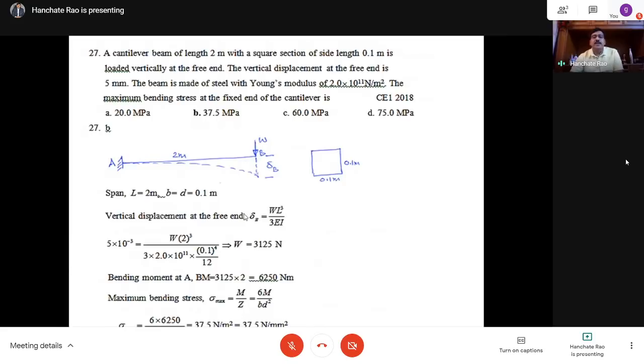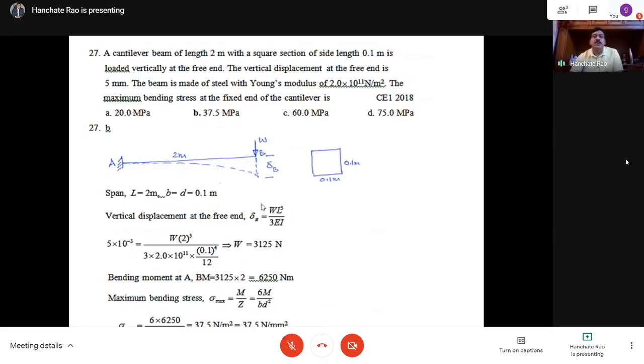So what is stress now? M by Z. For a rectangular section, Z is equal to 1/6 of BD squared. Calculate Z and put M by Z, and you get the maximum stress. Sigma max is equal to 37.5 newtons per mm square.